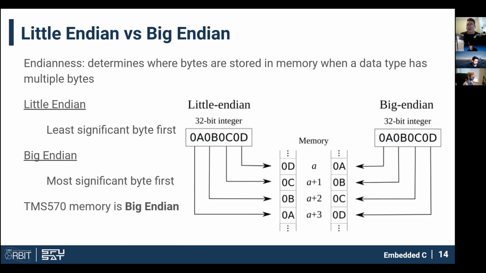So we have Little Endian and Big Endian systems. Now the TMS 570 memory is Big Endian. What that means is that the 0th byte, the first byte, is actually the most significant. If you're reading through memory at index 0, index 1, index 2, index 3, index 0 would be what you would consider the leftmost if you were reading it on a piece of paper. It's the most significant byte in the data type. Of course, Little Endian is the other way around.